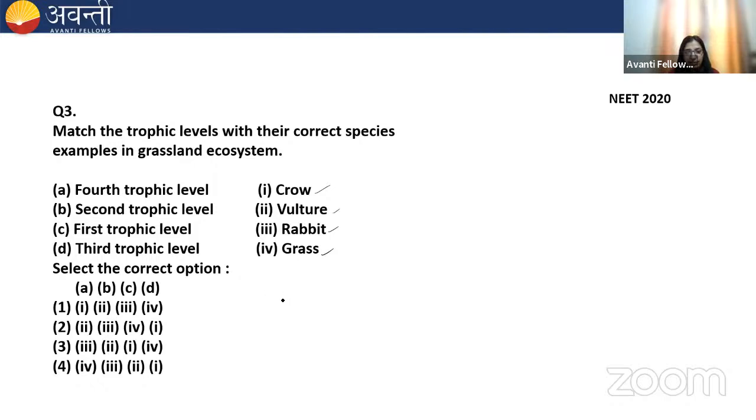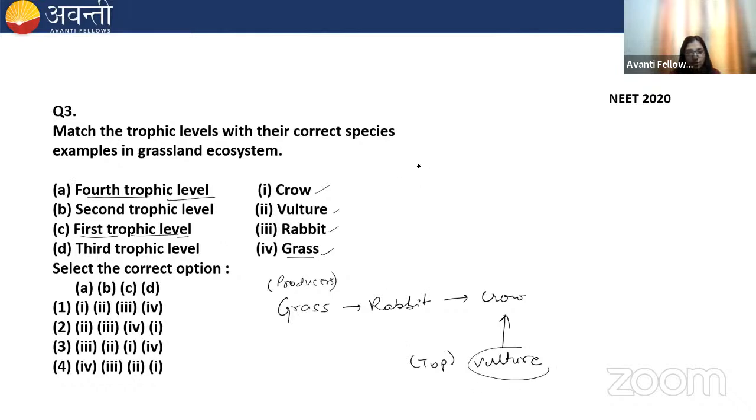So let's say first grass. Grass would be eaten by rabbit. Rabbit would be eaten by crow, and crow would be eaten by vulture. This is the top carnivore. Grass, they are the producers. Now let's match. First trophic level would be grass. Fourth trophic level would be vulture. So A would be 2.